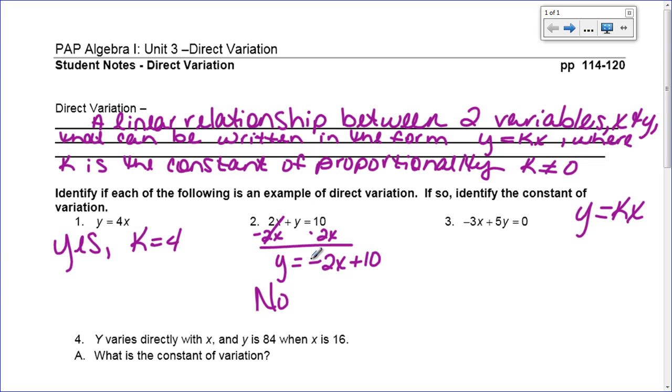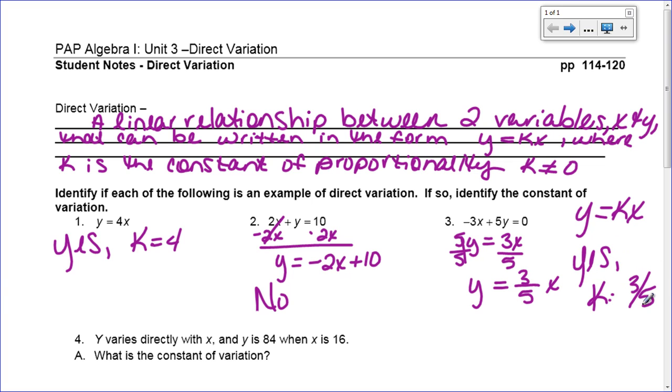Now number 3. Same kind of problem. My x and y are all together on the same side. I've got to get y by itself, so that's the first thing I'm going to do. I'm going to add 3x to both sides, so I get 5y equals 3x. Because when I add 0 plus 3x, it's just 3x. And then I'm going to divide both sides by 5. And so I have y equals 3 over 5x. Now, does this look like y equals kx? I think it does, except in place of k, I put a 3/5. So yes, this is a direct variation. K equals 3/5. Woot!